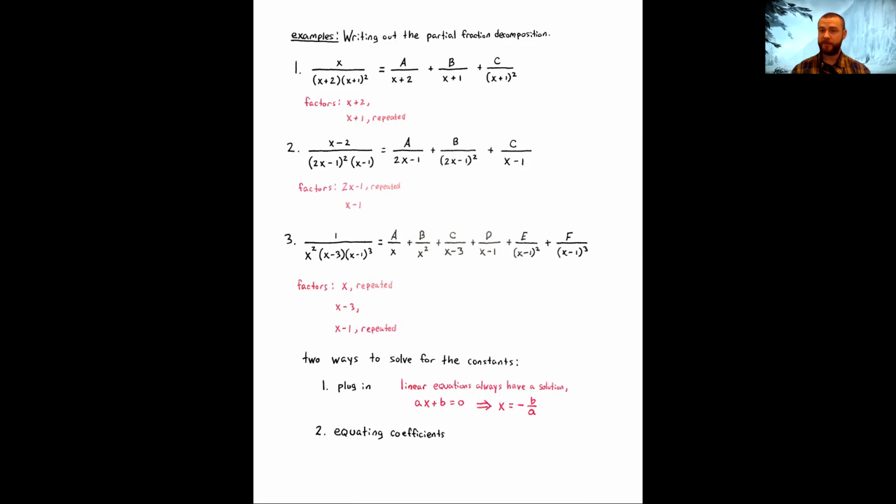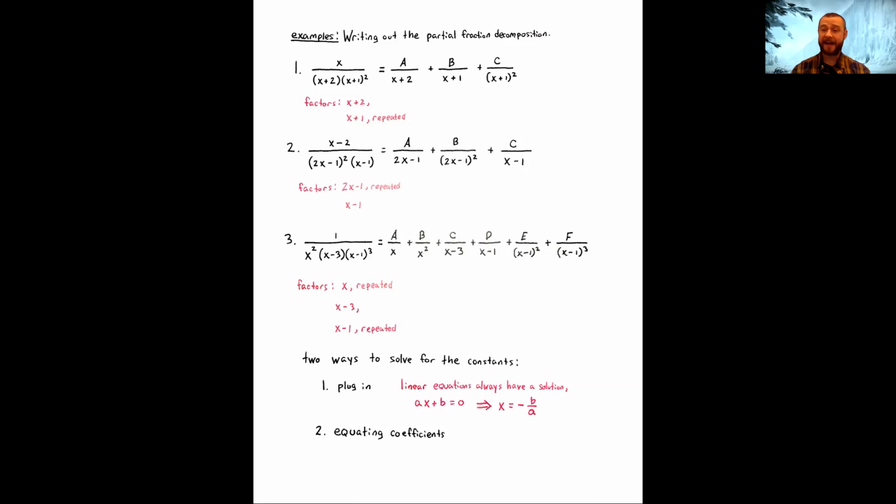All right, now we currently have one method to solve for the unknowns, which we used in case 1, plugging in. Since we still have linear factors, some of which may be repeated, we can still use the plugging in approach. Linear equations always have a solution. So if we have a factor ax plus b, we would want to plug in negative b over a. That would cancel it out, giving you that linear factor becoming 0.